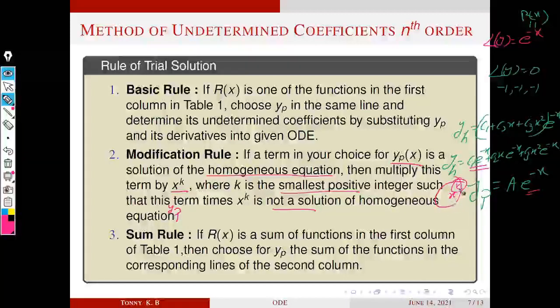What is the qualification of k? k is the smallest positive integer such that this term times x raised to k is not a solution of this homogeneous equation. So you just consider x into YP. Then what is x into YP? That is a x e raised to minus x. Is it a solution of this homogeneous equation? Is it a part of this YH?